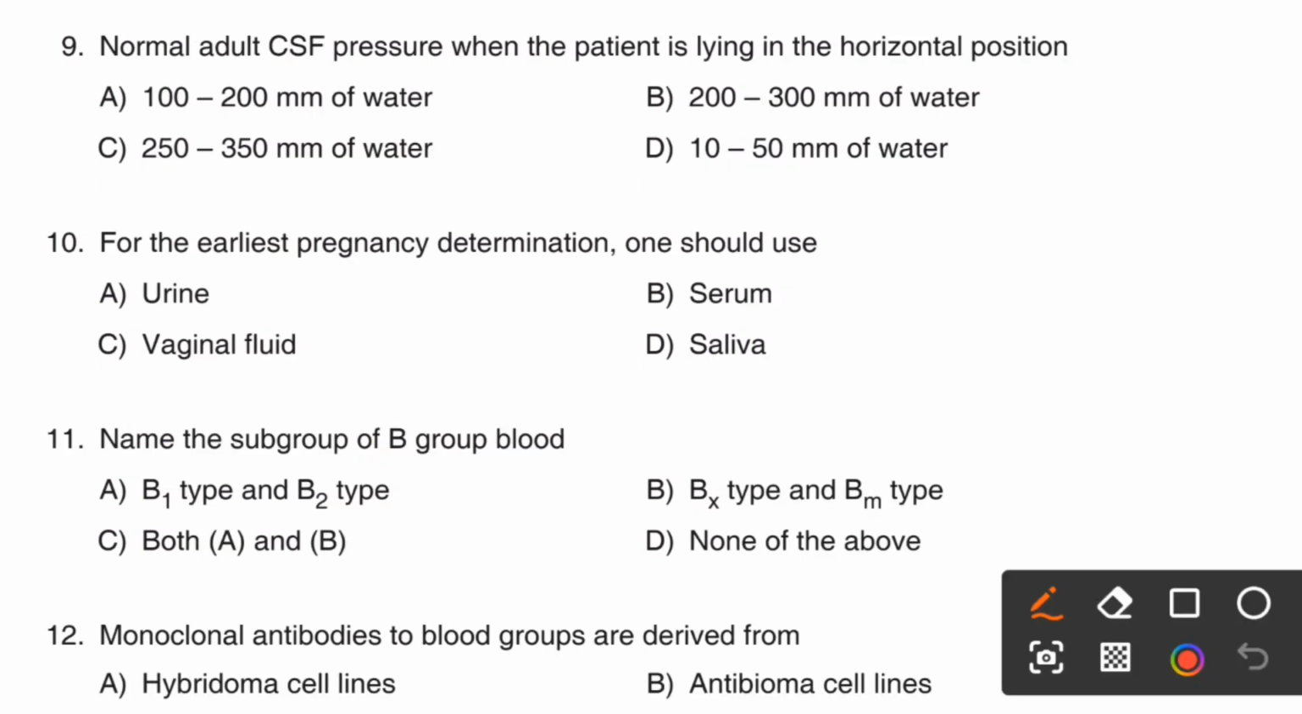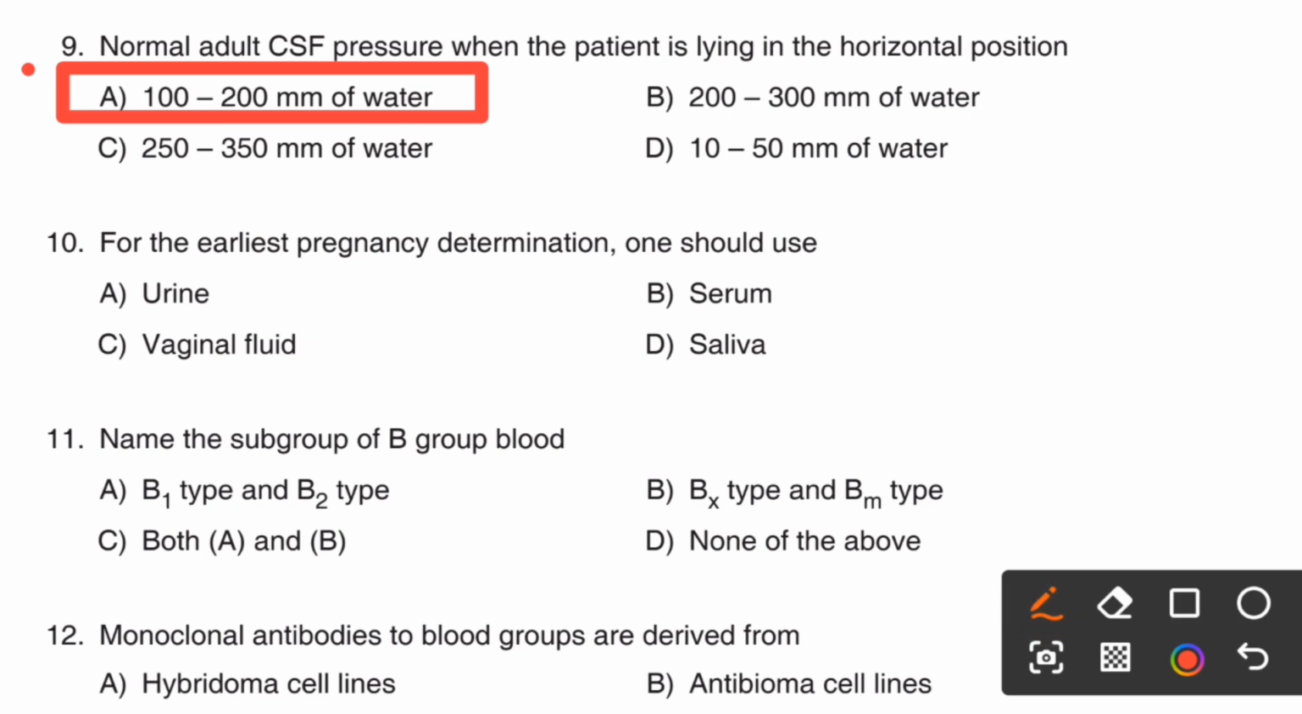Next question. Normal adult CSF pressure when the patient is lying in horizontal position. The right answer is option A 100 to 200 millimeter of water. Normal adult CSF pressure when the patient is lying in a horizontal position is 100 to 200 millimeter of water.